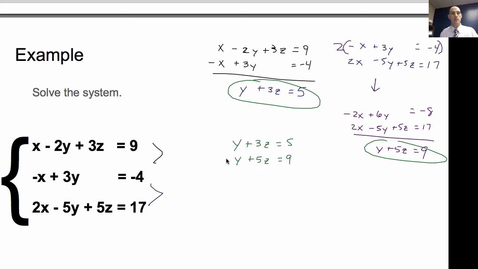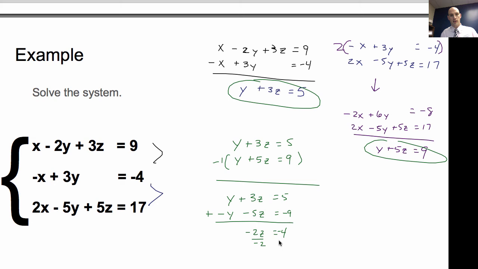The easiest way to do that would be to take this one and multiply it by minus 1. So the new system is y plus 3z equals 5, and negative y minus 5z equals negative 9. When I combine these, y goes away. I've got negative 2z equals negative 4, and when I divide by negative 2, I've got z equals 2. Well, notice, this is really good. That's one third of my answer right there.